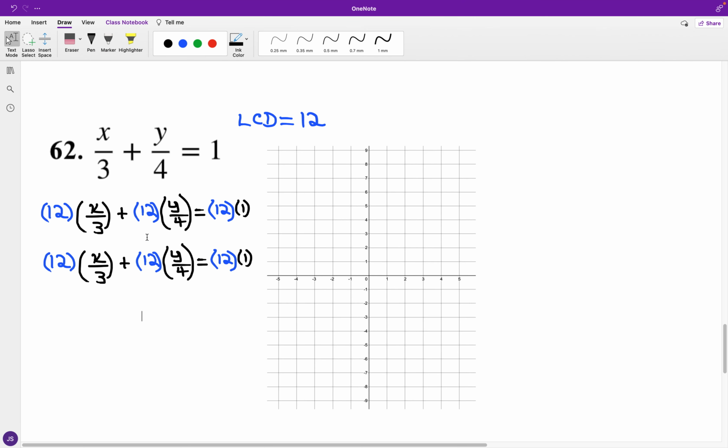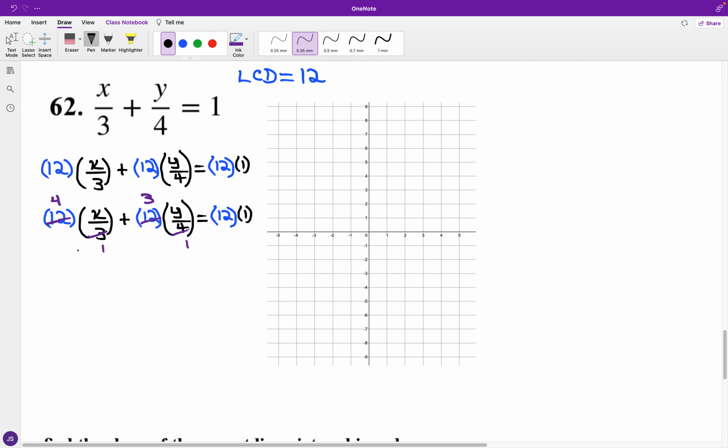Okay, so just looking at what we have in this situation. If I clear out the fractions, I have 12 times x over 3. The 3 will go out, and 3 into 12 is 4. For y over 4, the 4 will go out, and 4 will go into 12 3 times. And in the rewrite, you're going to have 4x plus 3y is equal to 12.